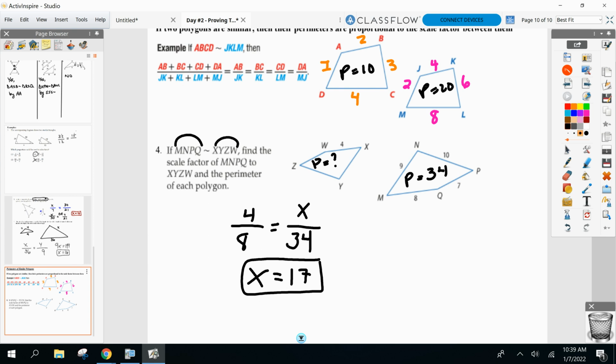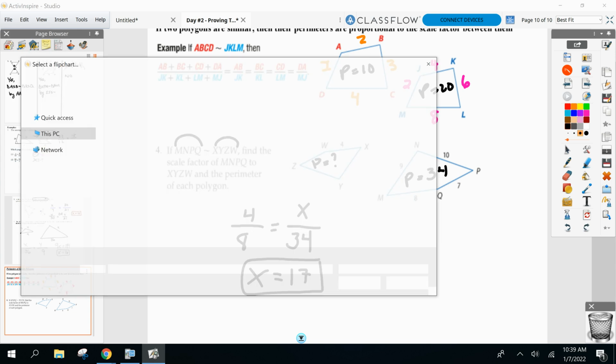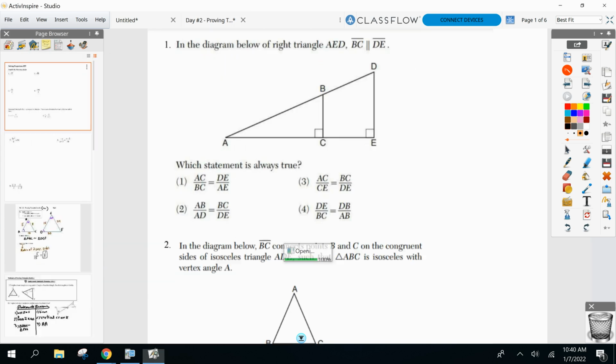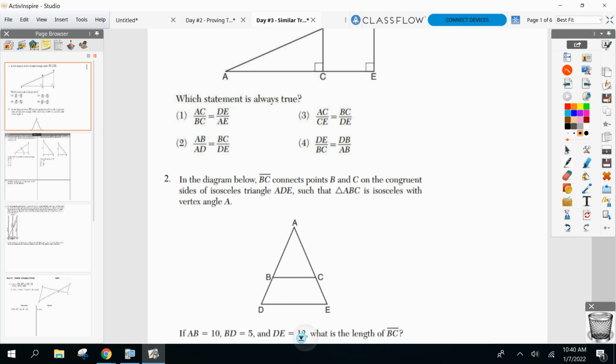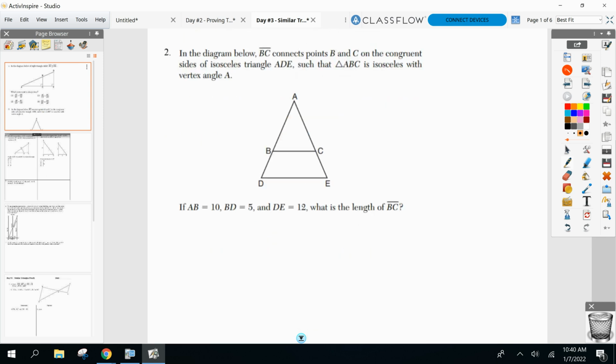Questions, comments? All right, I would like to do number 2 with you on the homework right now, and then I'll let you go on your own. But I would like to do number 2 with you. I just got to show you one last big point when you set up your own proportion.